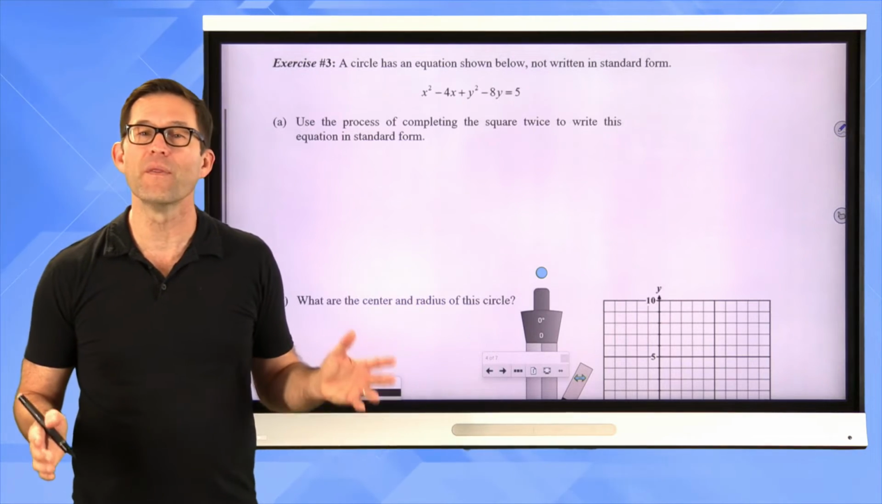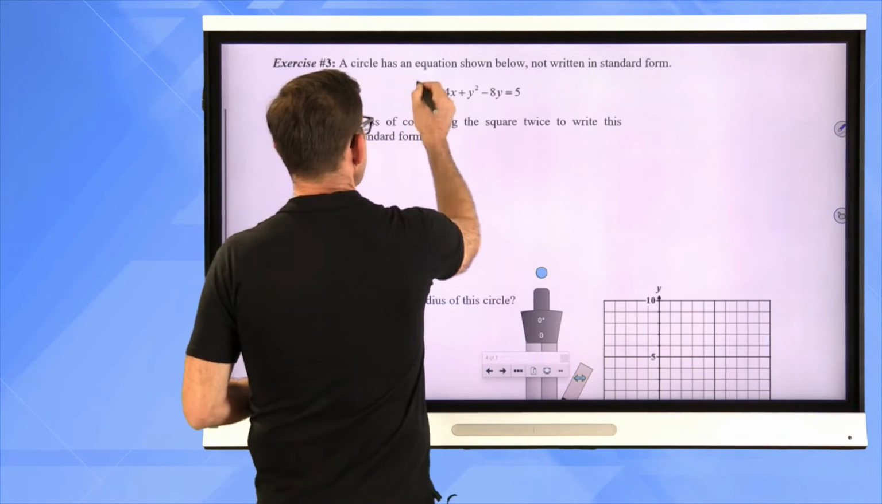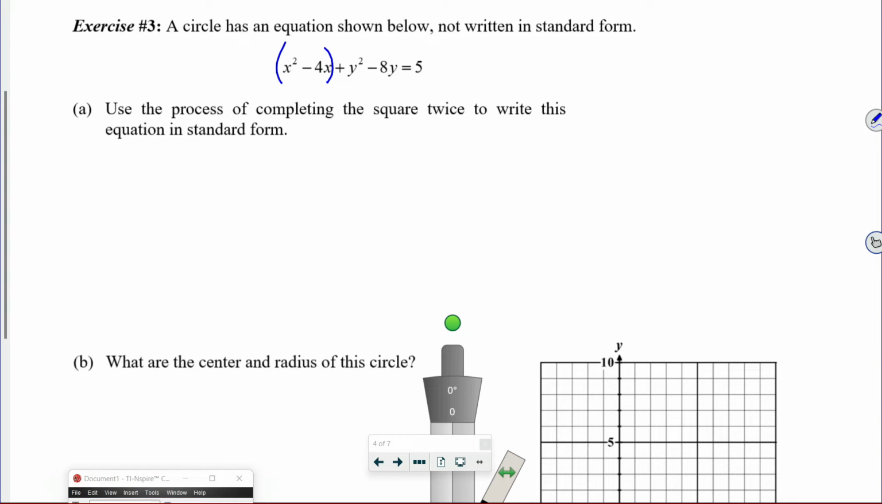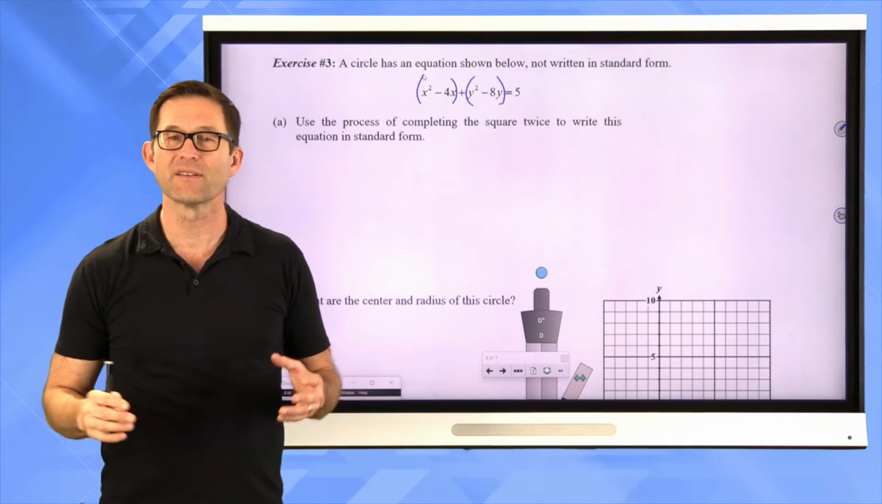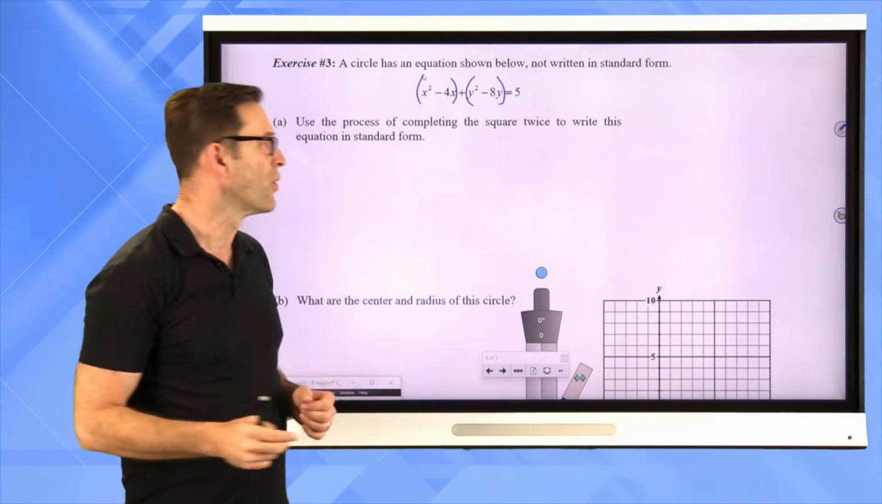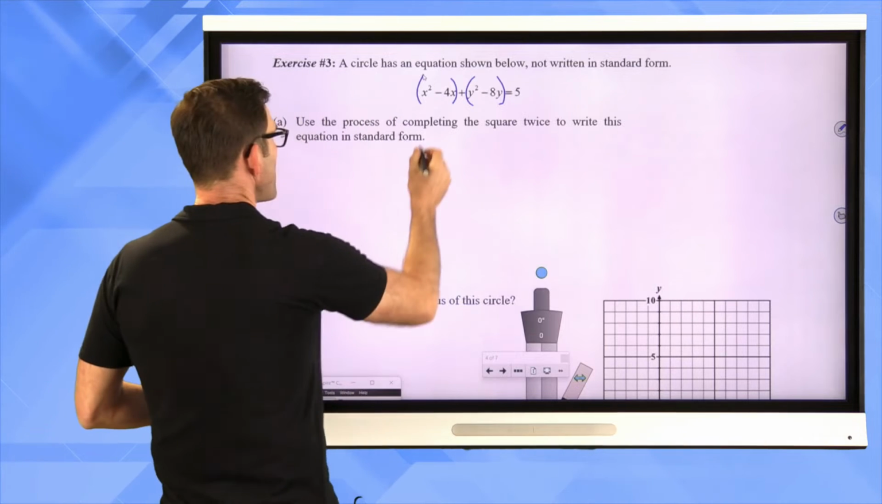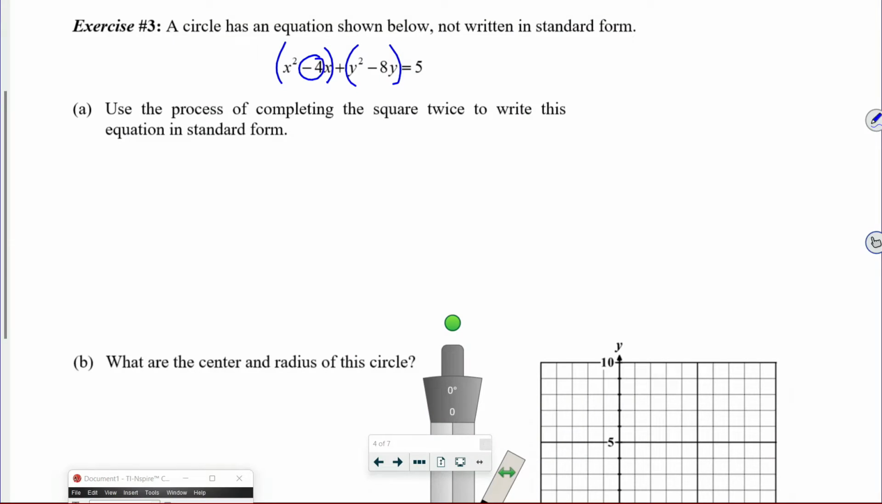So what I'm going to do in this situation is complete the square on this binomial, complete the square on that binomial, in order to turn it into something that looks like a circle in standard form. So here we go. In the first case, I've got a -4 multiplying the x, and of course, if I do -4 divided by 2, I get -2. And if I do -2 squared, I get 4.